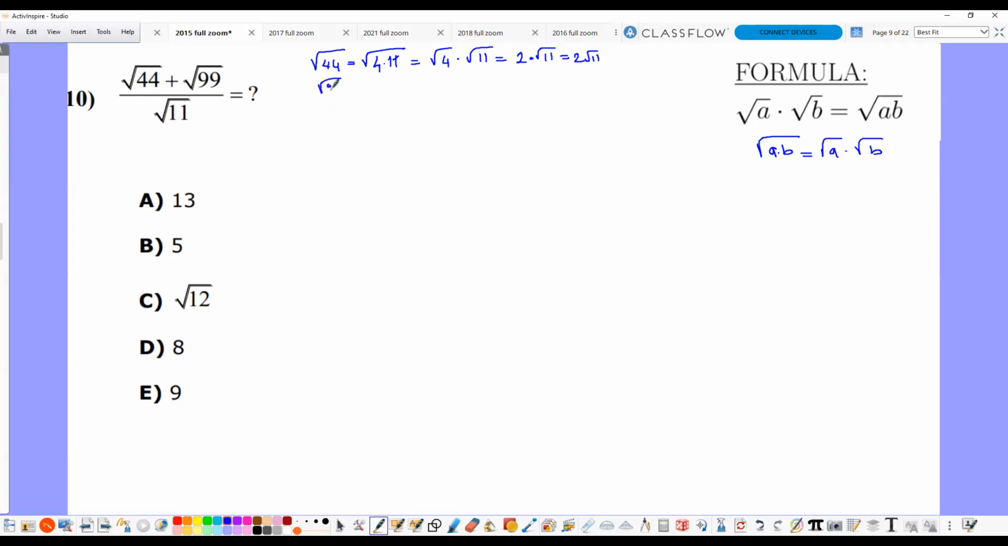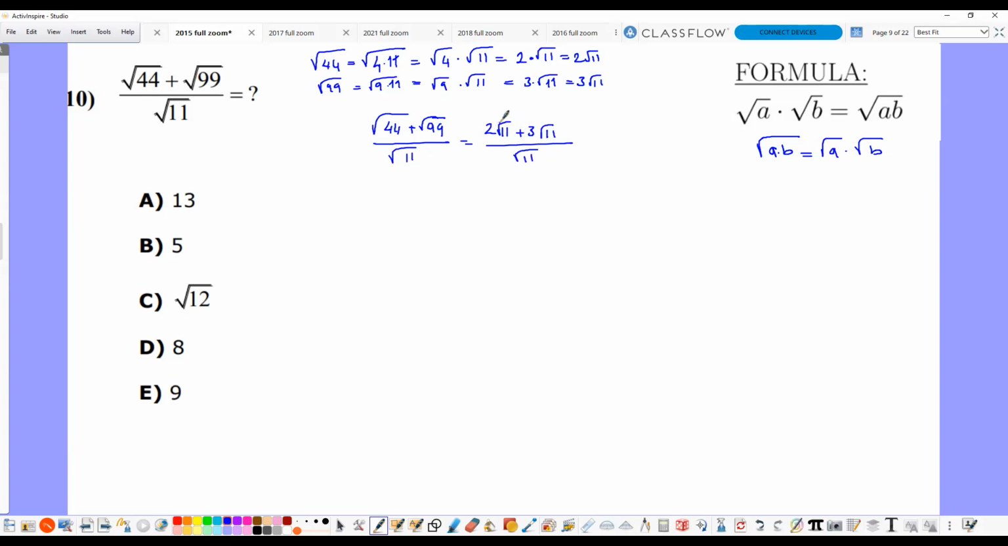Okay, root 99 becomes root 9 times 11, which is equal to root 9 times root 11. That's equal to 3 root 11, because root 9 is 3. The last one is root 11. So here, all of them can be written in terms of root 11. Root 44 plus root 99, divided by root 11. Root 44, I found, is 2 root 11, plus root 99, which I found is 3 root 11, divided by root 11.